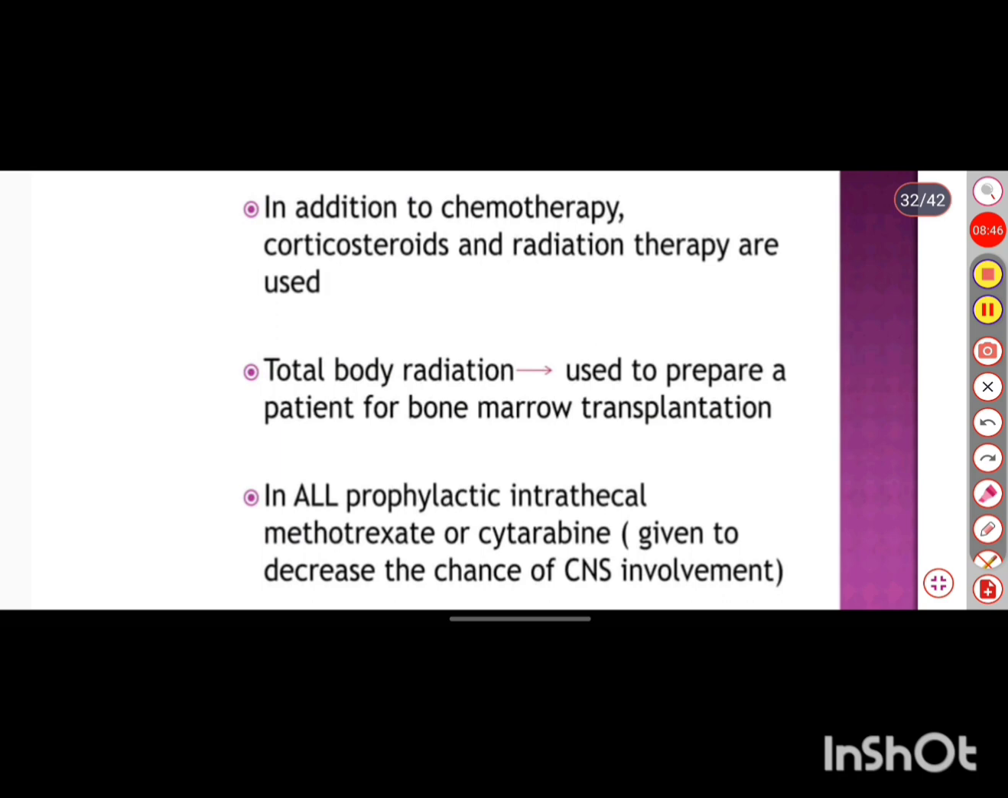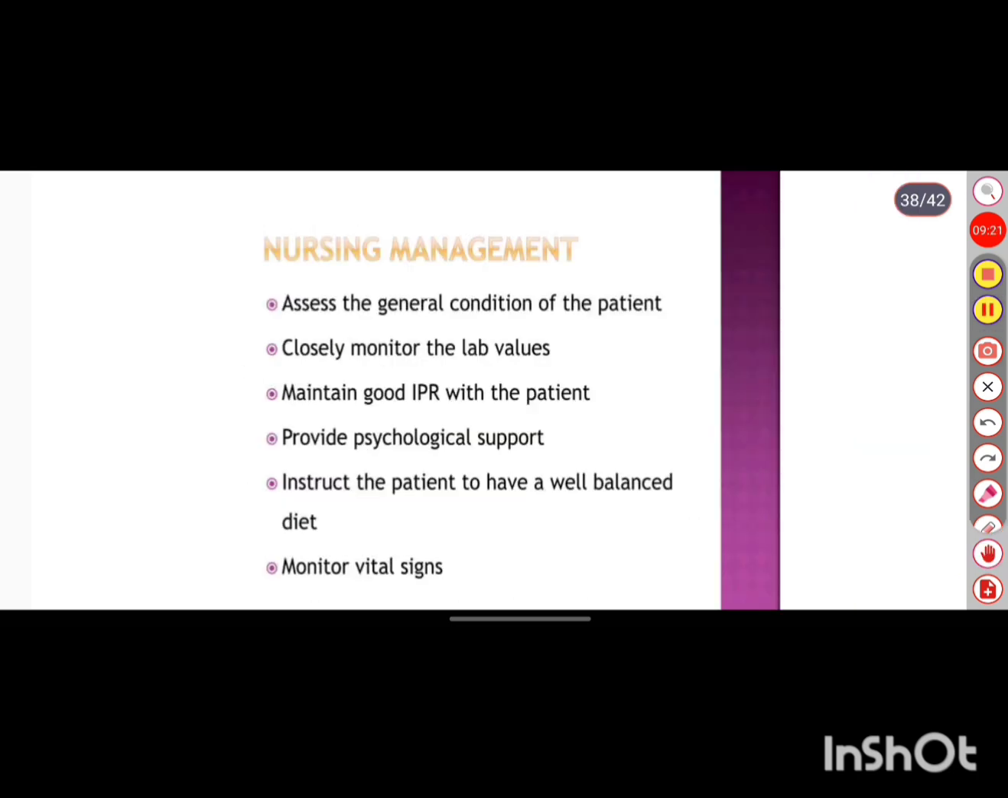Sometimes, in addition to the chemotherapy, radiation therapy is required. That is, total body radiation therapy is done, and sometimes bone marrow transplantation can also be done in uncontrollable leukemias. In case of ALL, intrathecal administration of methotrexate or cytarabine is given to decrease the chance of CNS involvement. So what is ALL? ALL means acute lymphocytic leukemia.